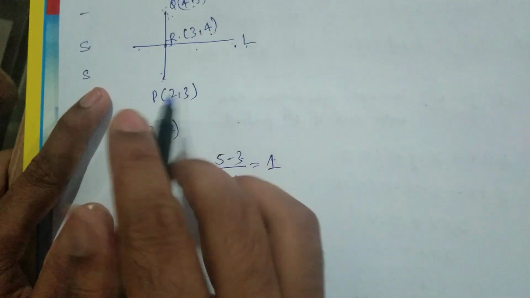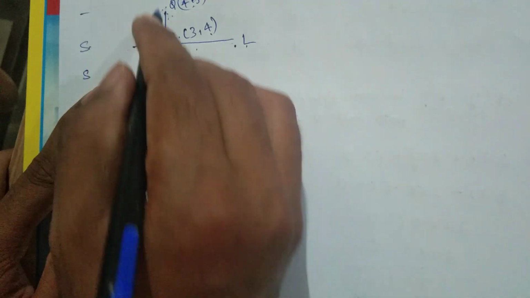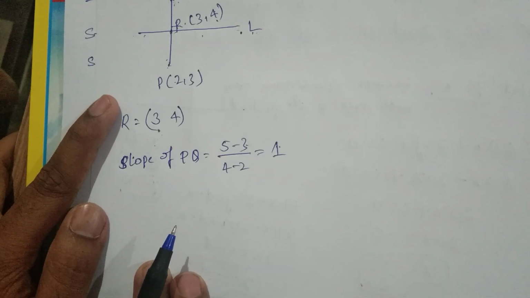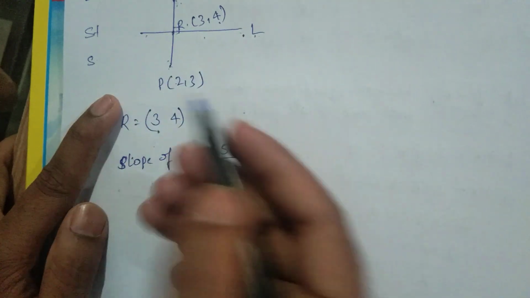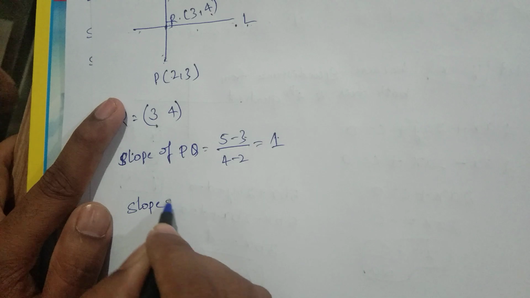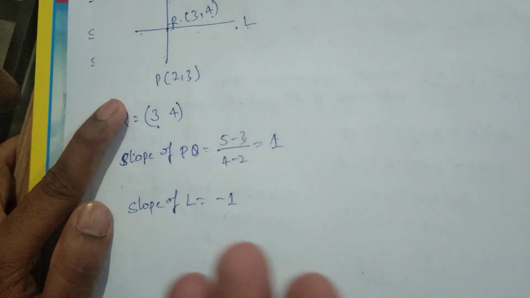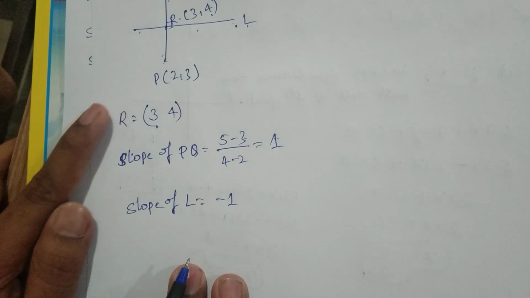And what is the slope of L? We know that the line producing the image is always perpendicular to the line joining the two points. Perpendicular to each other means what for the slope? The slope of this line is 1. What is the slope of this line? Definitely the slope of L is minus 1. The product of the two is equal to minus 1. If one line has slope 1, then the other line must have slope minus 1.